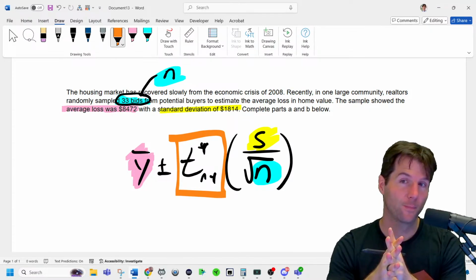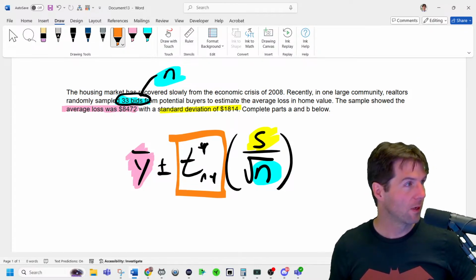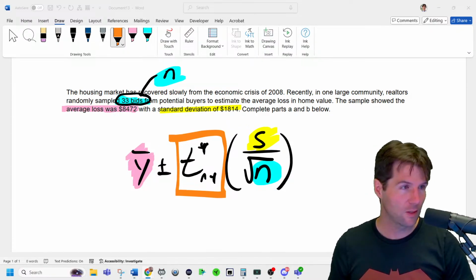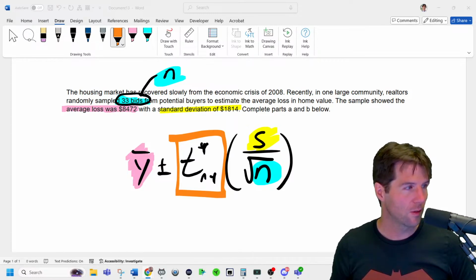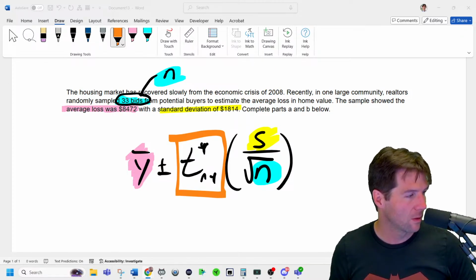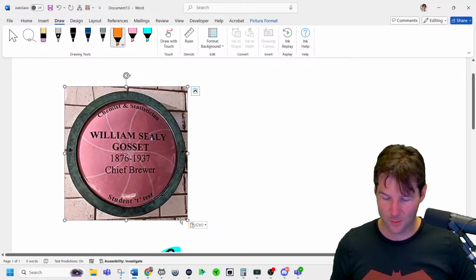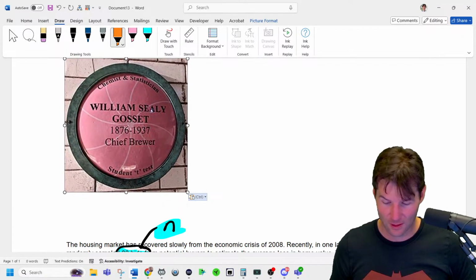The T. Now, the T comes from William Gossett. He worked at Guinness Beer. So here is his plaque, William Seeley Gossett. Here, I'll paste it in here. Copy image. There we go. William Seeley Gossett, Guinness Beer, chief brewer and statistician, student T distribution. There it is, the student T.